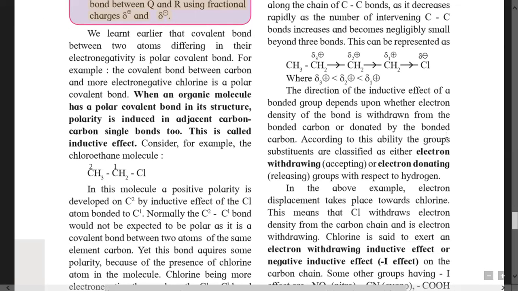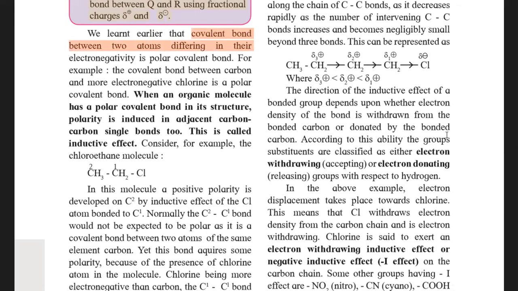Here the definition of covalent bond is given. We know a covalent bond between two atoms differing in their electronegativity is a polar covalent bond. We had already studied what a covalent bond is, then why the bond is called a polar covalent bond. So that is given here. For example, the covalent bond between carbon and more electronegative chlorine is a polar covalent bond.